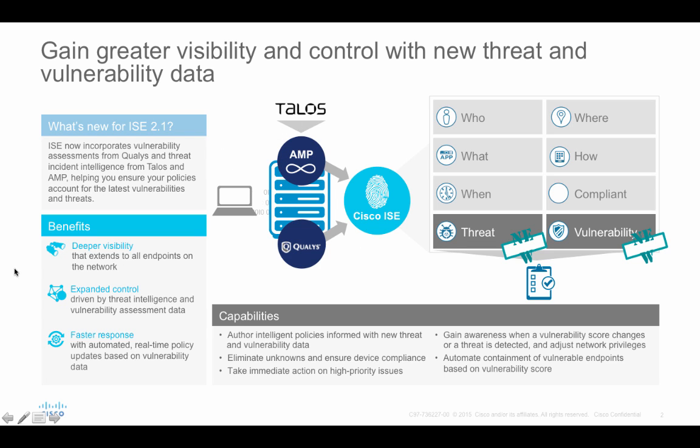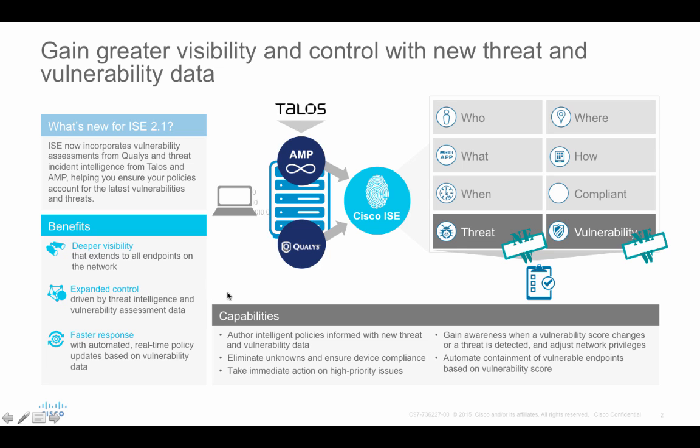So a few things to call out over here. First of all, we are getting more visibility for the endpoint through AMP. So under ISE, you will be able to see the compromise status of the endpoint and what are the things that are received by AMP for that endpoint. And not only that, you'll be able to use that in the policy once that information is received. And that is called the expanded control.